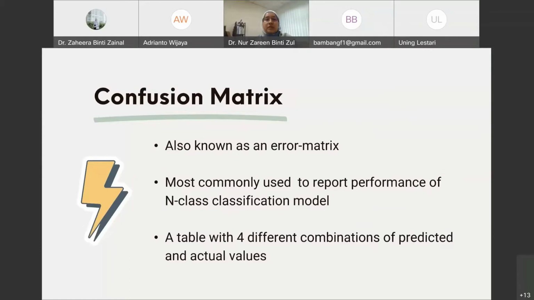So confusion matrix is also known as an error matrix. It is most commonly used to report the performance of n-class classification model. So you can use it for whatever number of classes. In today's talk, I would give an example for a 2-class classification model. A confusion matrix is basically a table that has 4 different combinations of predicted and actual values. So the value that we predicted, whether it's positive or negative, and the actual value for it.